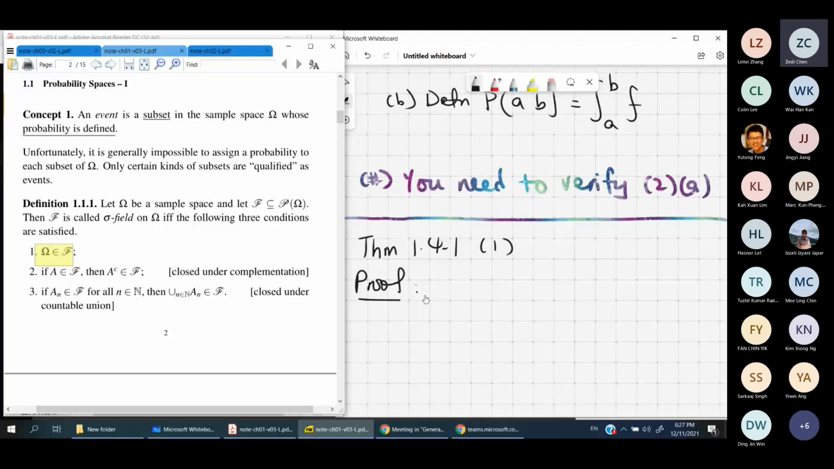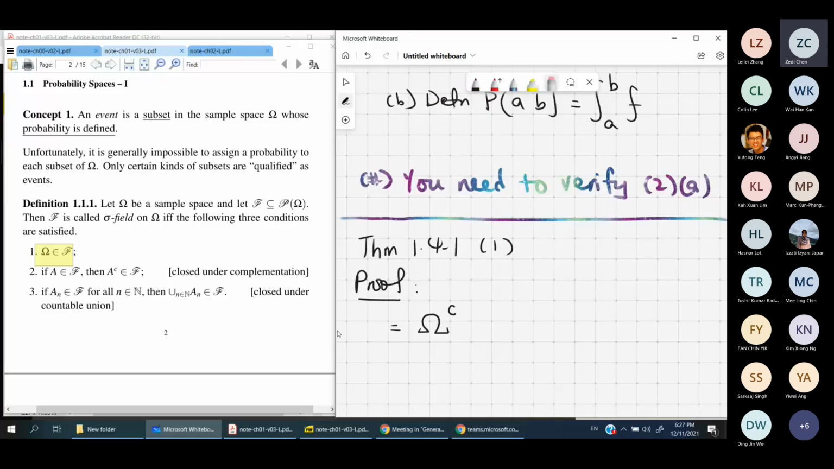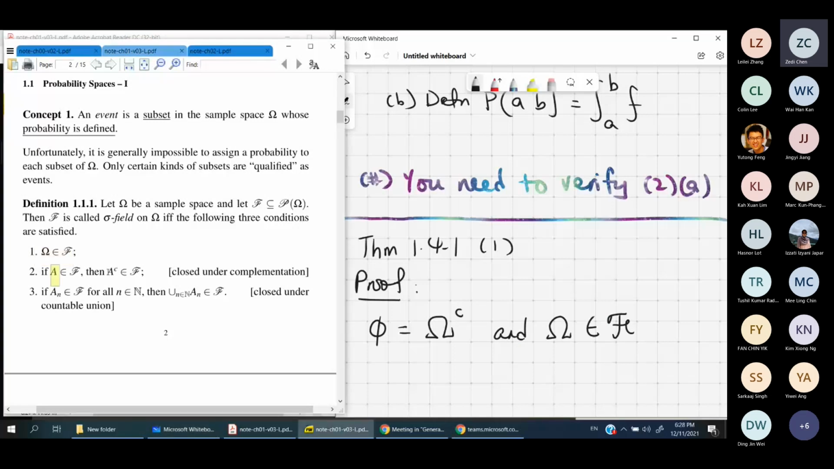So what we can do is, first, omega can be written as the complement of the empty set, and the empty set is the complement of omega. And also, omega belongs to F. So that means you just replace this to be A.